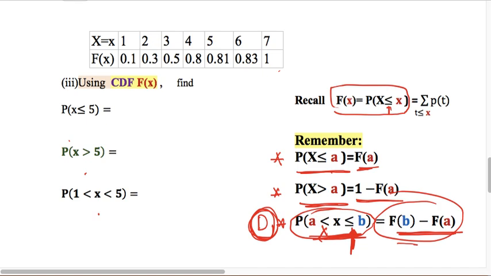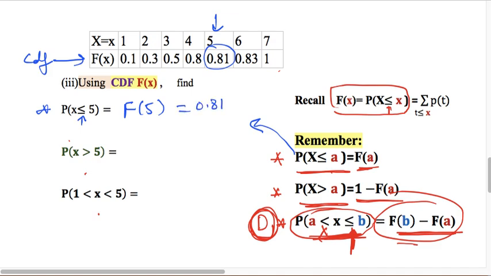So let us see how we can implement it. The first one is very straightforward because it is less than as well as equal to, something like this. So we are going to replace this with F of 5, and here you can see this is a CDF already in the table. So we look for the 5 and plug in the value directly as 0.81, right?